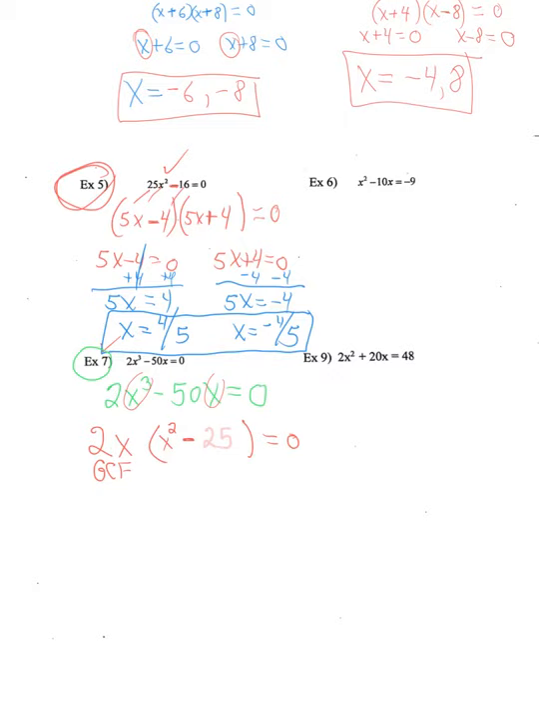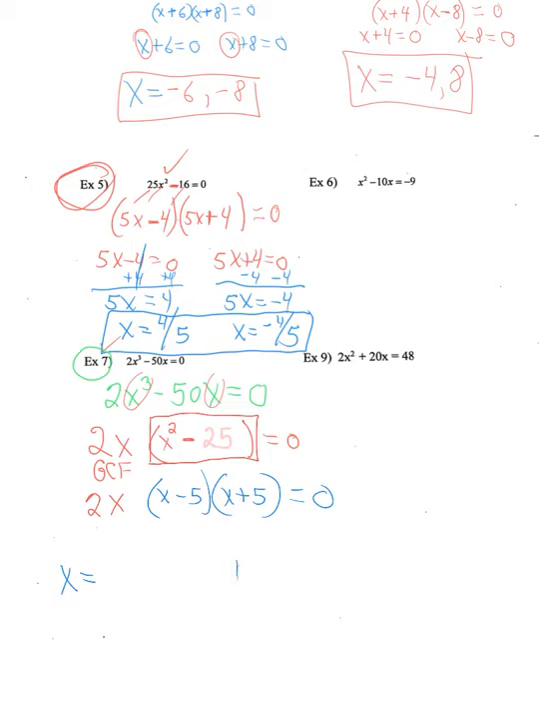I'm not. I have 2x, and the new parenthesis I just generated goes one more time. It's the difference of two perfect squares now, even though it wasn't in the initial question. So this is going to give me 2x, x minus 5, x plus 5 equals 0. And now I'm going to get my answers for x.